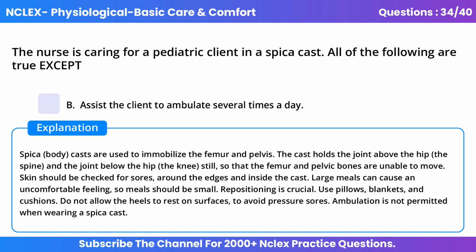Spica body casts are used to immobilize the femur and pelvis. The cast holds the joint above the hip, the spine, and the joint below the hip, the knee, still, so that the femur and pelvic bones are unable to move.